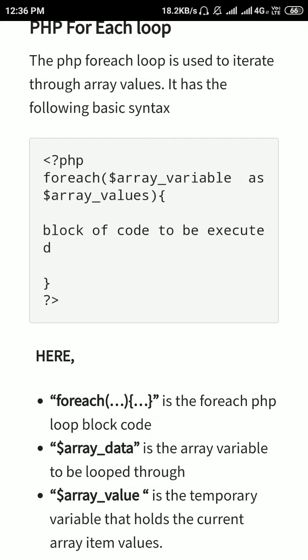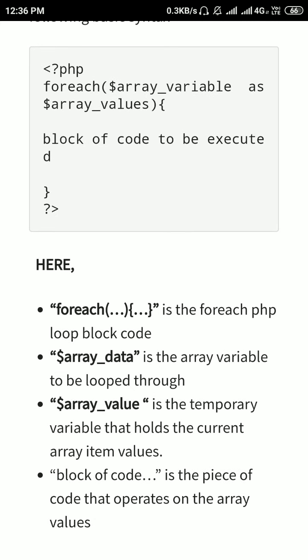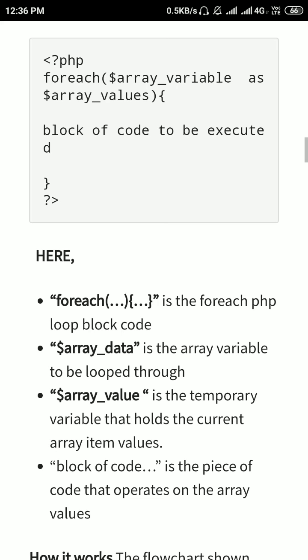So foreach is the foreach loop block code. Array data is the array variable to be looped through, and array value is the temporary variable that holds the current array item value. Block of code is the piece of code that operates on the array values.